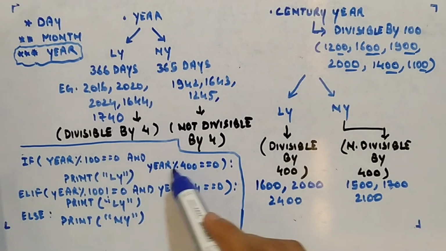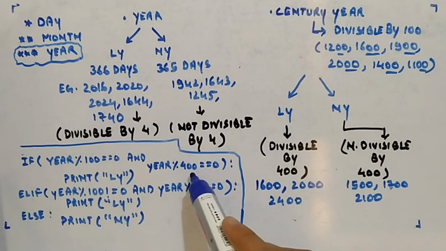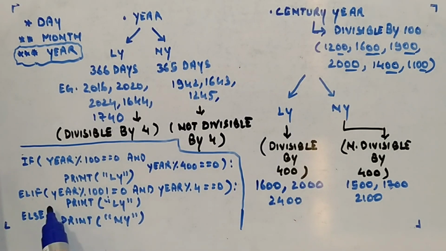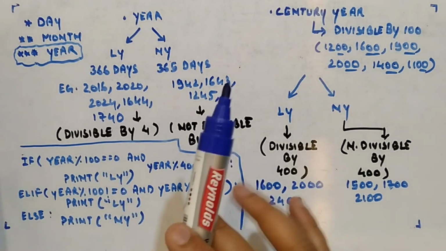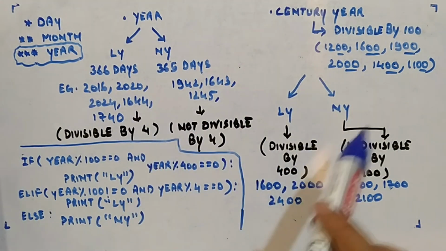So here we are checking whether it is a century year. If it is a century year, then check for divisibility by 400. If it is divisible, then print leap year. If the year is not divisible by 100, meaning it is not a century year, then check whether the year is divisible by 4 or not. If it is divisible by 4, then print leap year. Else, if there is any other case apart from these two, print normal year. That's how I have implemented it.